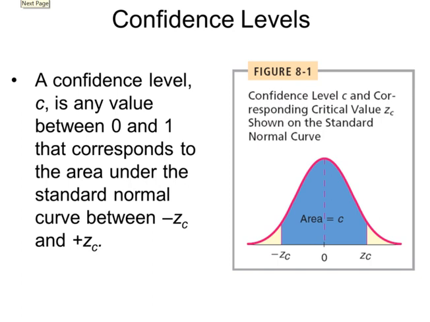Now, the level of confidence, or the confidence level C, is any value between 0 and 1. Usually as a percentage is what they're listed as, so between 0% and 100%. That corresponds to the area underneath the curve on the standard normal curve between negative z sub c and positive z sub c. So essentially, if I want to be 95% confident, I have to have 0.95 of the area between the curve so that it's symmetrical at a negative z-score and a positive z-score.